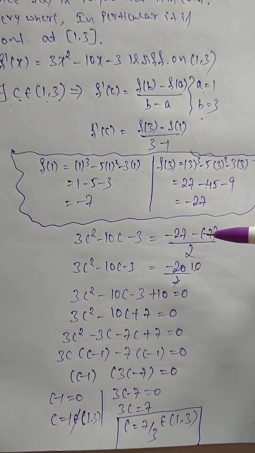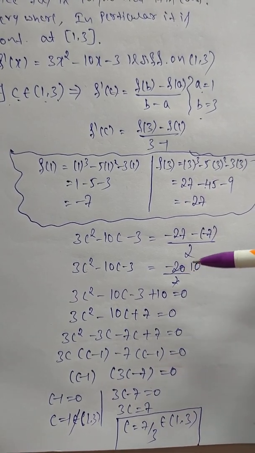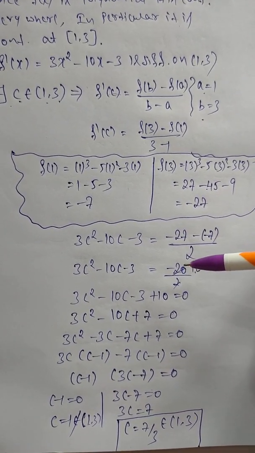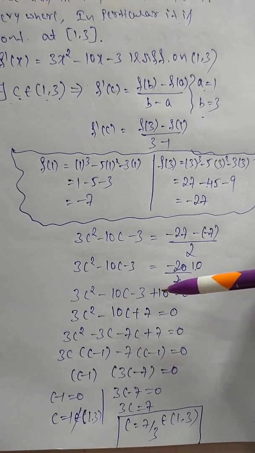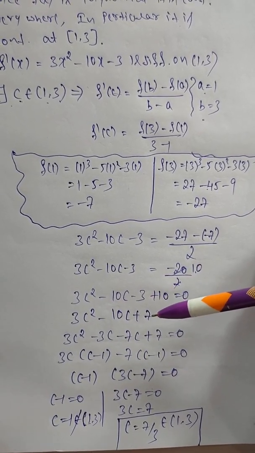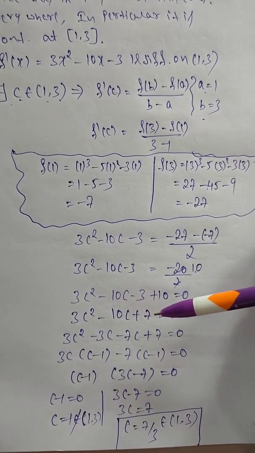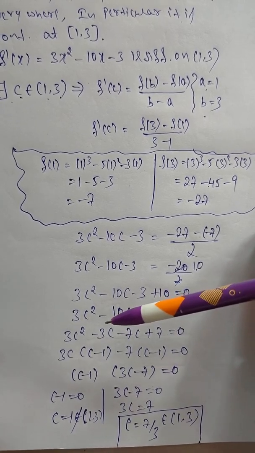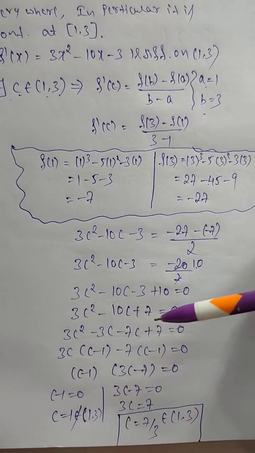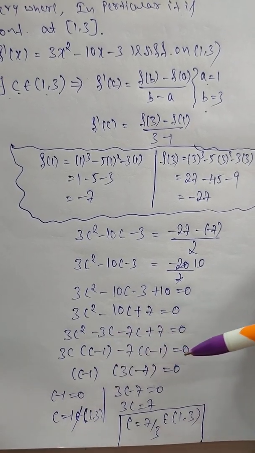This minus will become plus. Minus 27 plus 7 is minus 20. 2 tens are 20. Minus 10, if we bring it to the left side, will become plus 10. 10 minus 3 is 7. Now 3c square minus 10c plus 7 is equal to 0. For the factors, 3c plus 3c, 7c: if you take 3c as a common, c minus 1, minus 7 as a common, c minus 1. C minus 1 into 3c minus 7 is equal to 0.